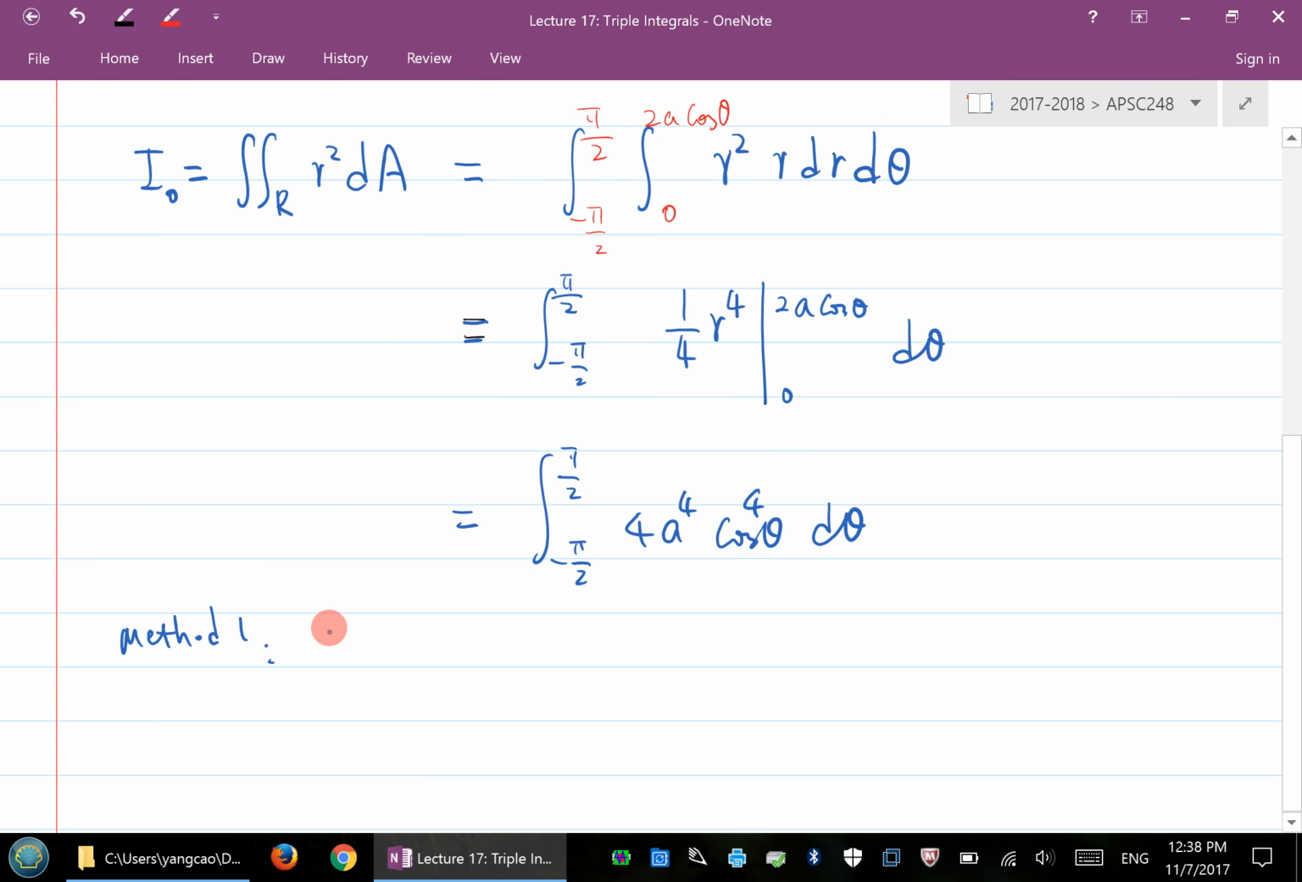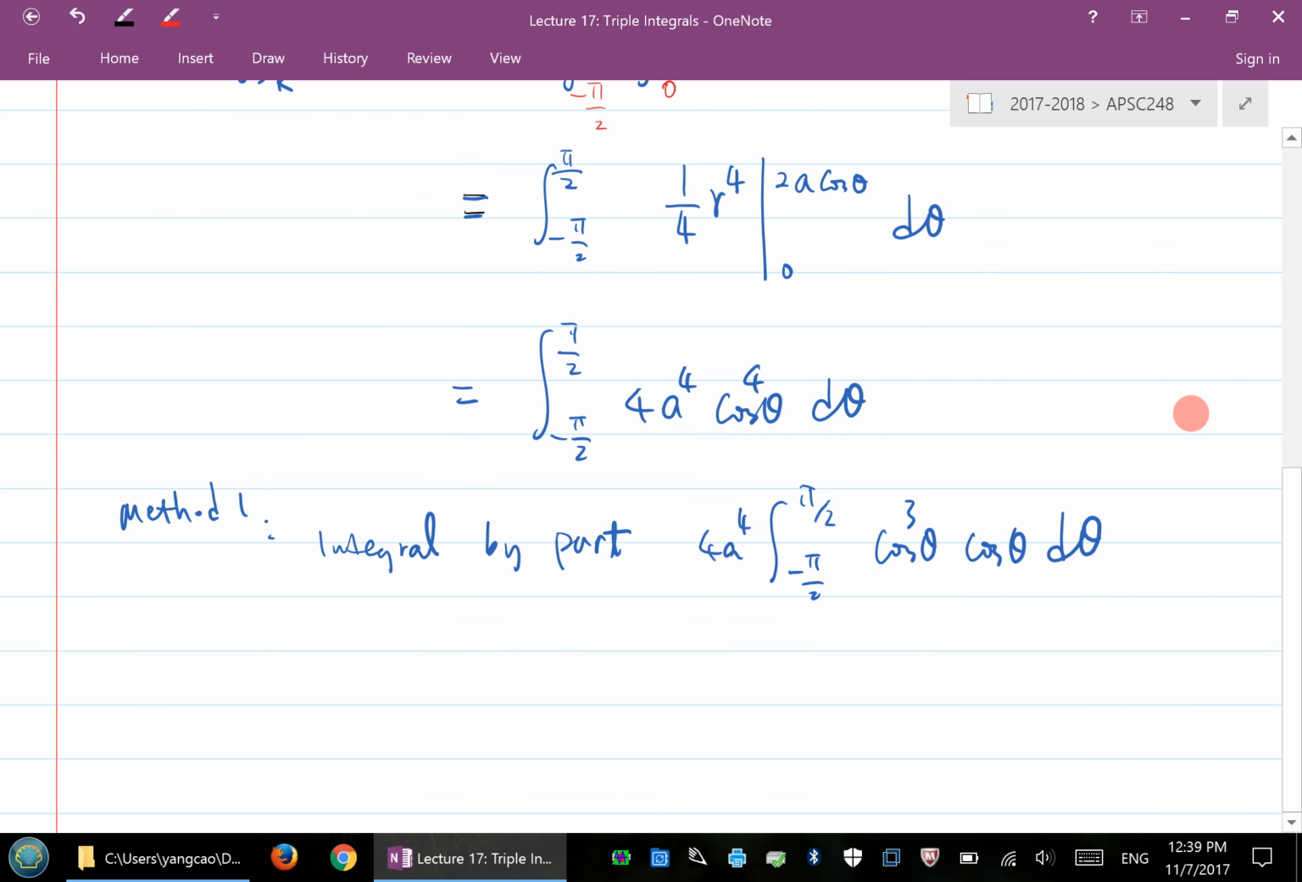Okay, number one is basically integration by parts. So you're going to look at the 4 as a constant, take it out, and then you have this cosine theta to the power of 4. So you separate the cosine theta, just to give you one starting point here. You separate it into cosine cubed theta and cosine theta. And then you will use integration by parts based on this one here. So this cosine theta d theta is d sine theta. So that's how you use the integration by parts from here.